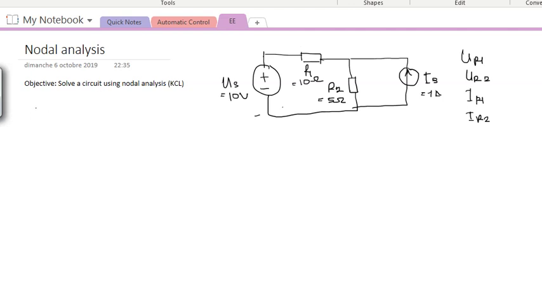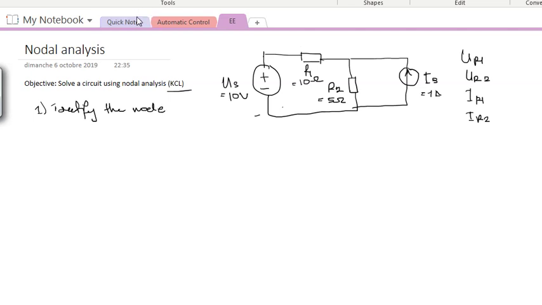The first step is to identify the nodes. Nodal analysis applies the KCL law, and remember, KCL talks about current. When we want to use it, we first and foremost have to identify where the nodes are. So the first thing is to identify the nodes. Where are the nodes?